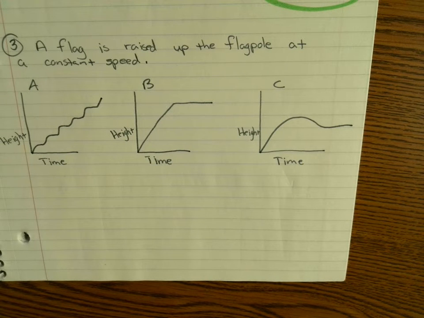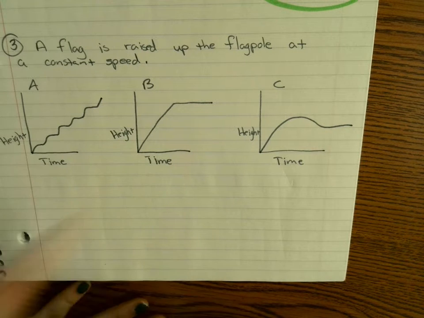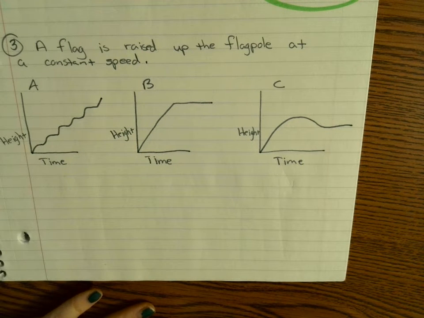All right, a flag. The flag is raised up the flagpole at a constant speed. Will graph A, B, or C represent the rising of the flag up the flagpole? Which one? Kaden? B.